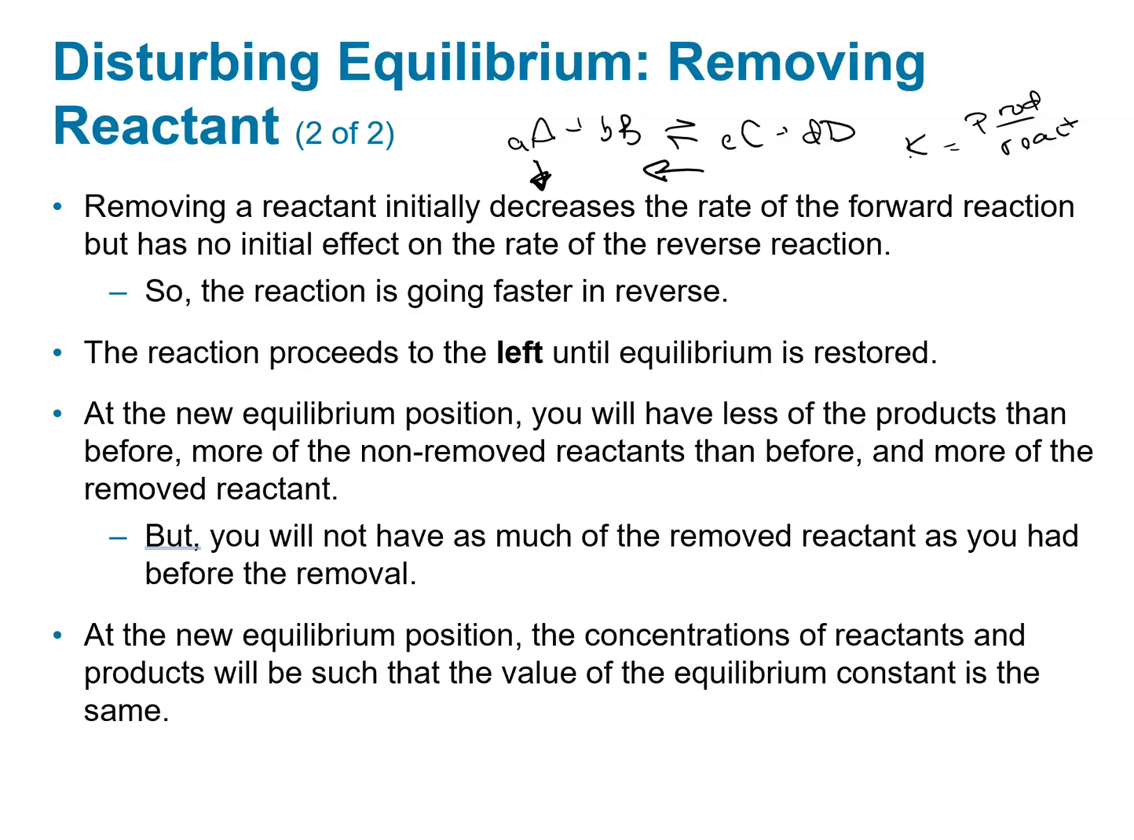So at this equilibrium position, we'll have less of the products than before, more of the non-removed reactants than before, and more of the removed reactant. But K is going to be the same. That's the important thing to remember.